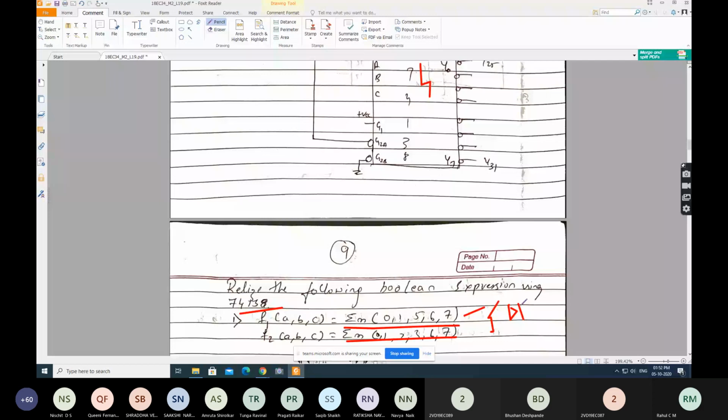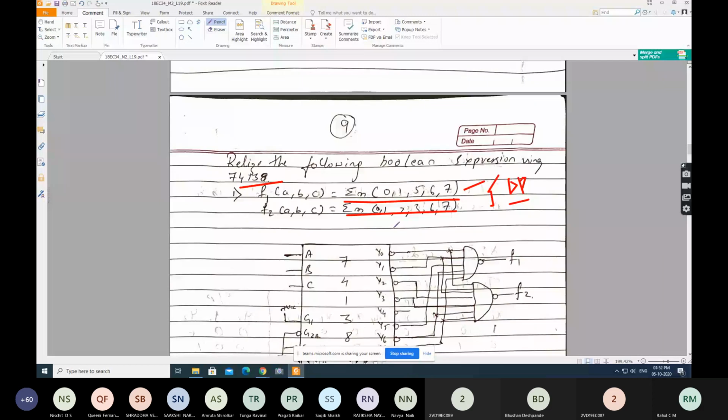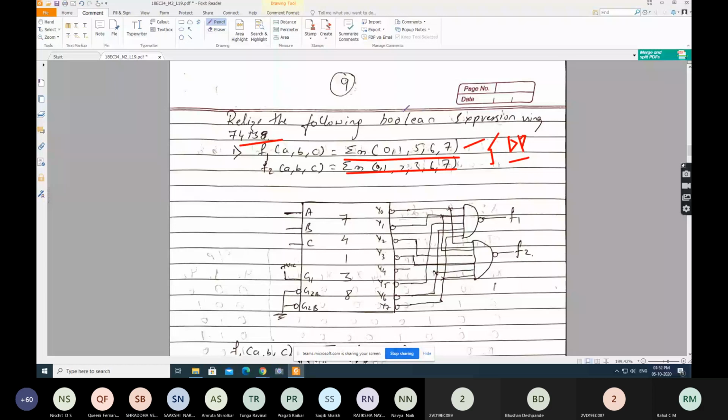What should be the gate? NAND gate. Yes, correct. That's what I've done here. Understanding? G1 is connected to VCC and G2A and G2B are connected to ground, so that they are enabled always. It is globally enabled. Understanding?